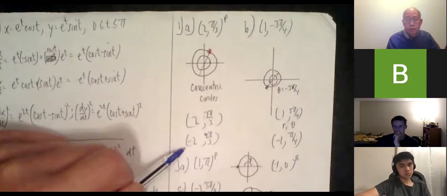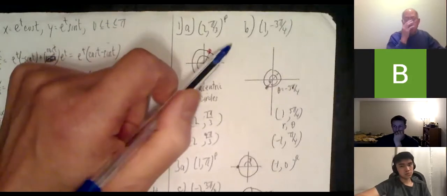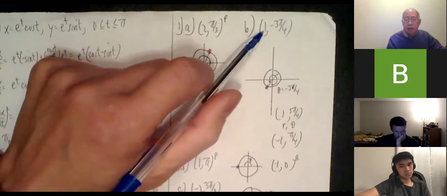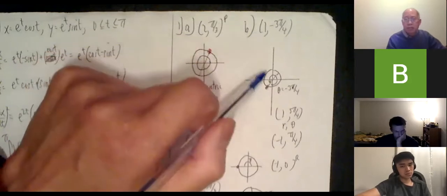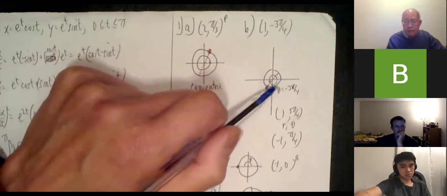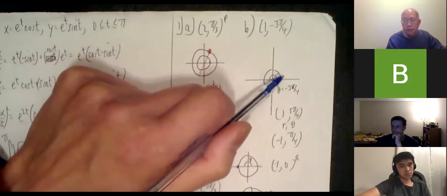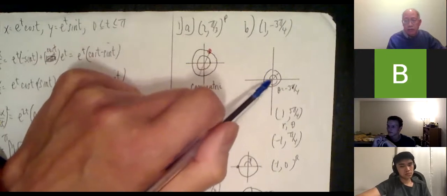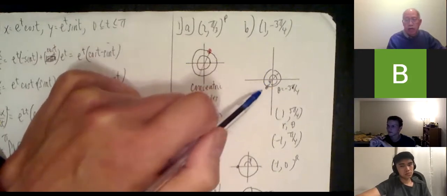So that's that one. Okay, 1B, again, my 1B. 1 comma negative 3 pi over 4. So negative 3 pi over 4, I go this way. So positive 3 pi over 4 lands me here. So negative 3 pi over 4 lands me here. So I go out to negative 3 pi over 4, walk out 1 unit.